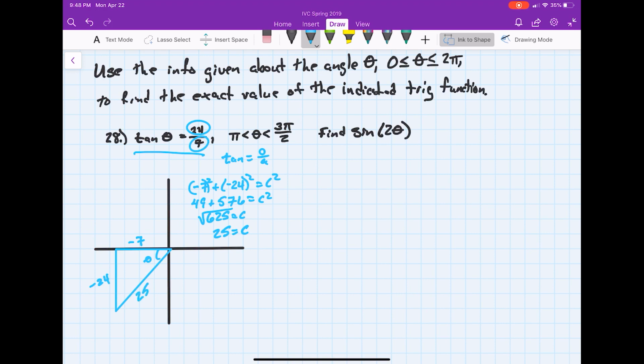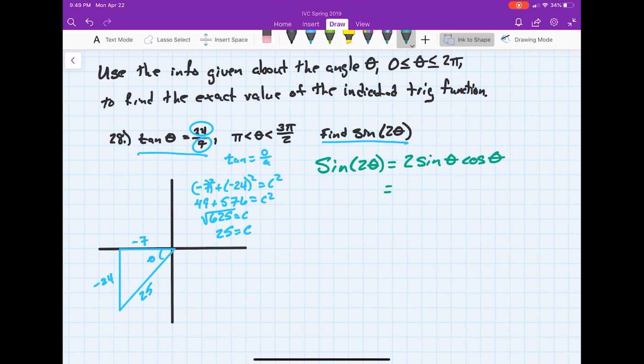So what does that mean for us? Well, that means we can use our double angle identity to solve this problem. So what is that double angle identity? Well, it's sine 2 theta is equal to 2 sine theta times cosine theta. So we need to find out what sine theta and cosine theta are, and we were able to do that by using the tangent theta and drawing our triangle. Now we'll be able to get our sine and cosine.